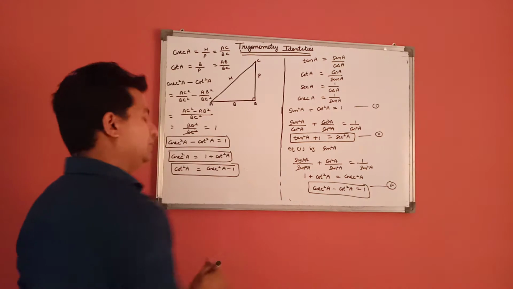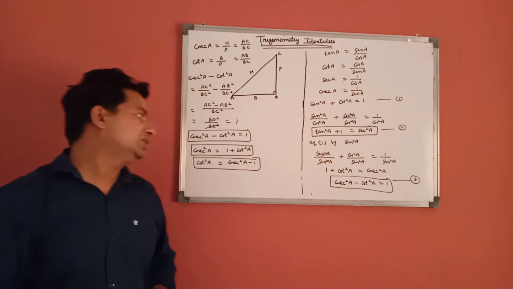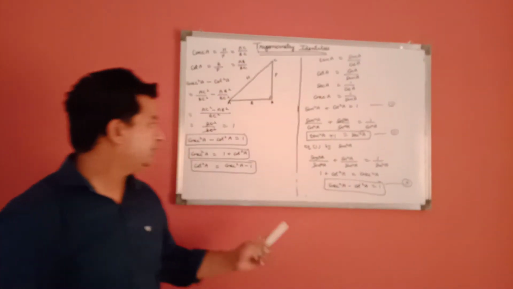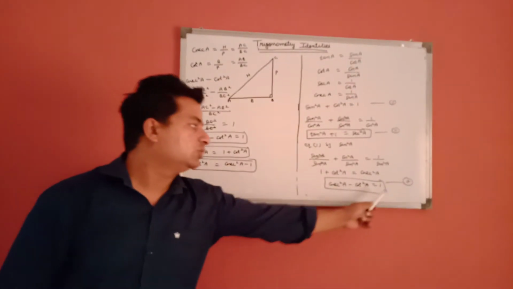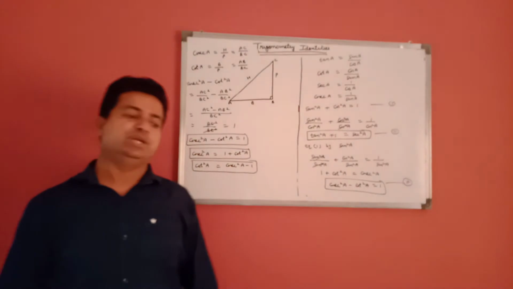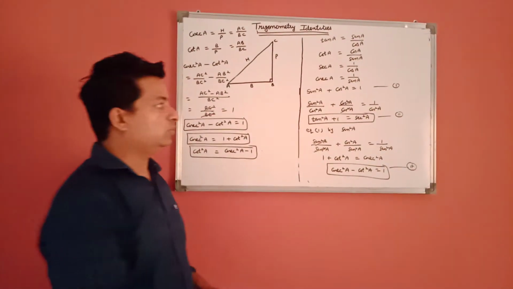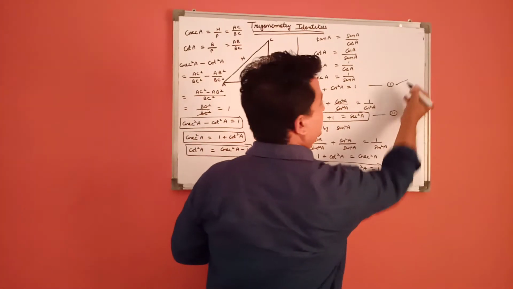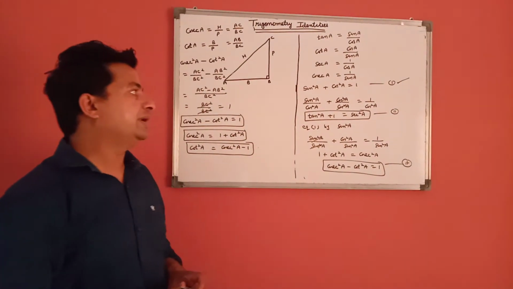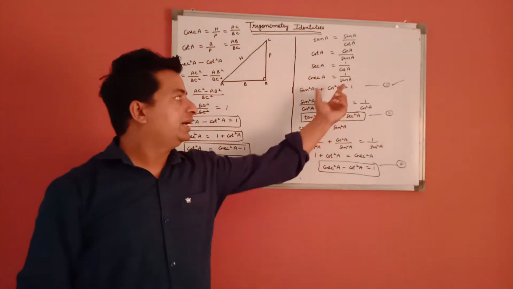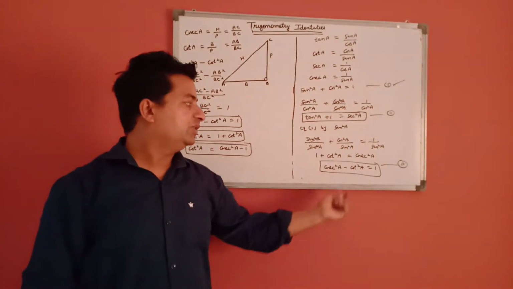From these 3 relations we obtain other relations like these. Cosecant square A minus cot square A equal to 1. This becomes cosecant square A is equal to 1 plus cot square A. These are the 2 ways to find the relation between T ratios. We remember only this relation. When we divide this relation by cos square A, we get this relation. When we divide this relation by sin square A, we get this relation.